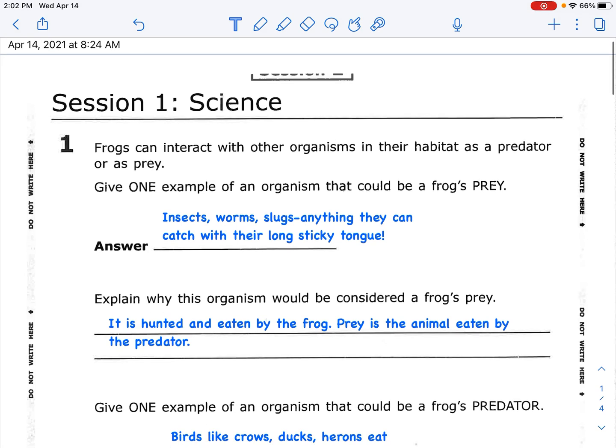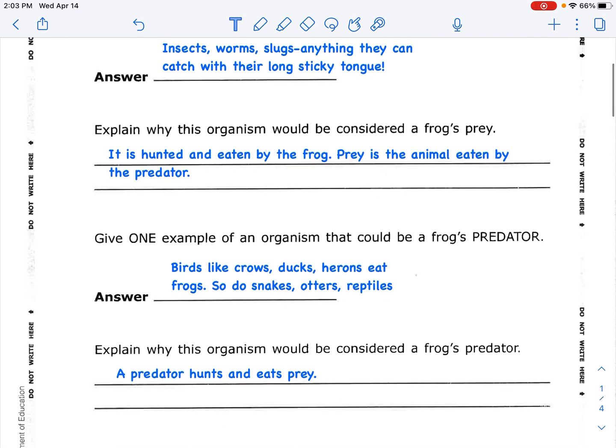Explain why this organism would be considered a frog's prey. Well, that is because it is hunted and eaten by the frog. Prey is the animal eaten by the predator. Give one example of an organism that could be a frog's predator.